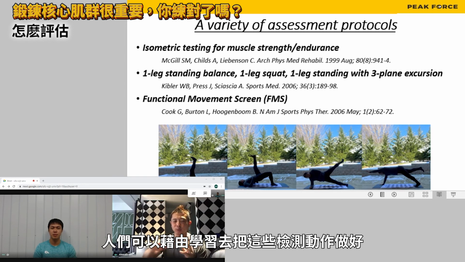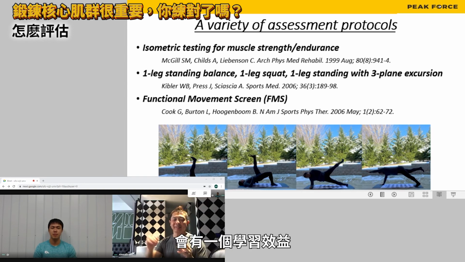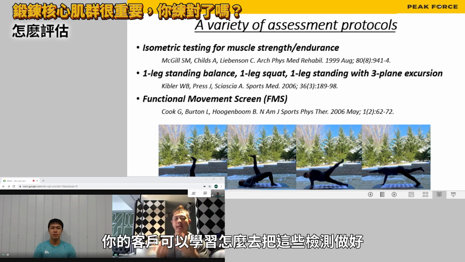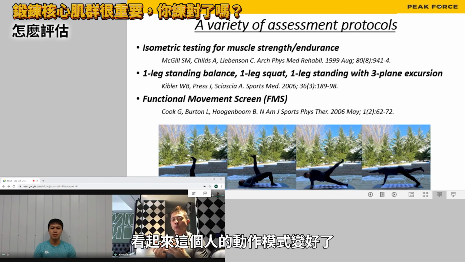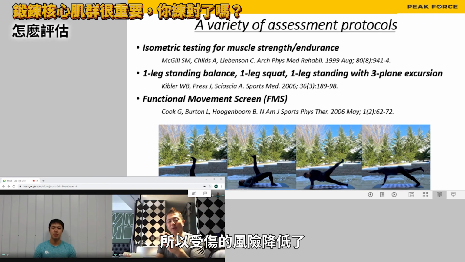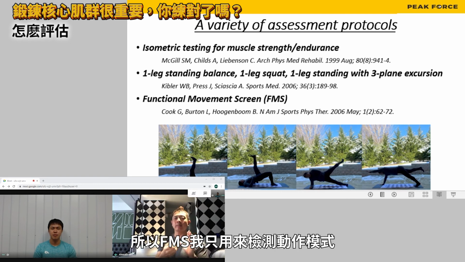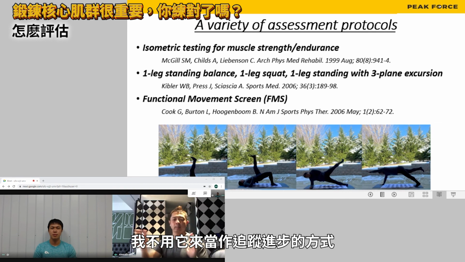So the one thing I don't like about the FMS is that people can learn to do it well over time. Okay, so there's a learning effect. So if you do it too often and your patient, your client, learns how to do it well, you look at it and think, oh, this person is getting better. That means it's a lower risk of injury. I don't think that is the case. So I'm using the FMS just to check the pattern. I don't use it to monitor the person.